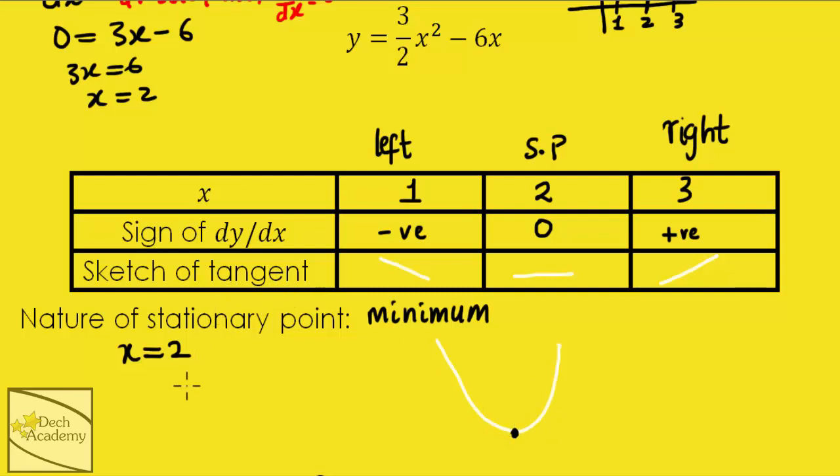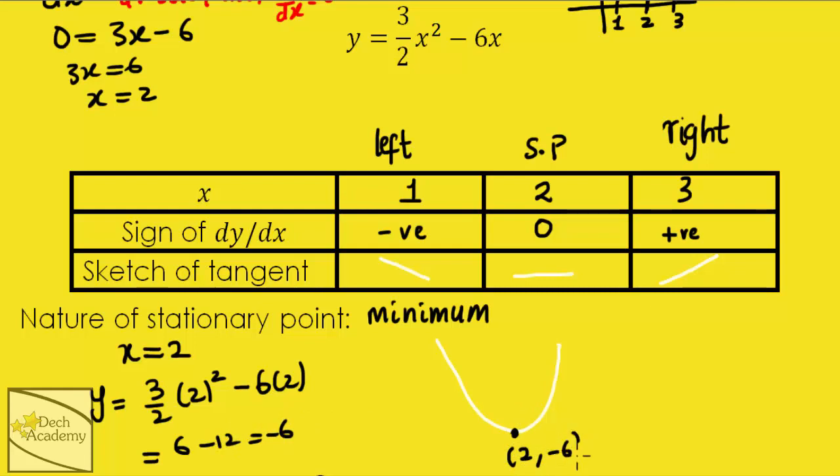To determine the y coordinate of the minimum, all you have to do is go to the quadratic function and replace x with 2. And that gives 3 over 2 times 2 squared minus 6 times 2, which is 3 over 2 times 4, which is 3 times 2, which is 6. This is 6 minus 12, which gives minus 6. So this stationary point has an x coordinate of 2 and a y coordinate of minus 6.